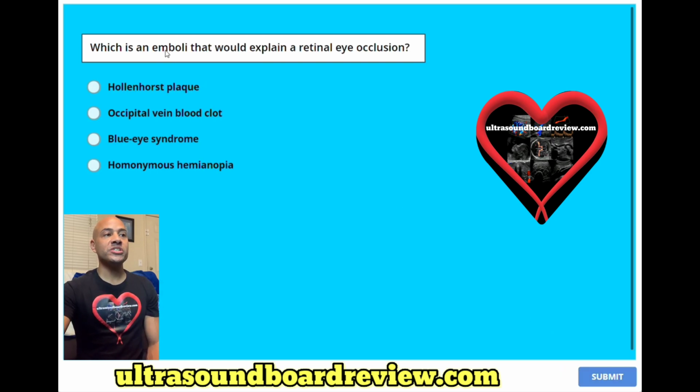Question 87. Which is an emboli that would explain a retinal eye occlusion? A, Hollenhorst plaque, B, occipital vein blood clot, C, blue eye syndrome, or D, homonymous hemianopia. The answer is A, Hollenhorst plaque.